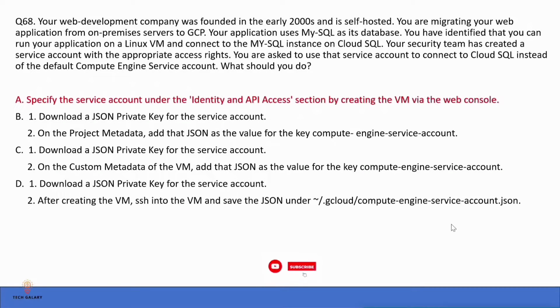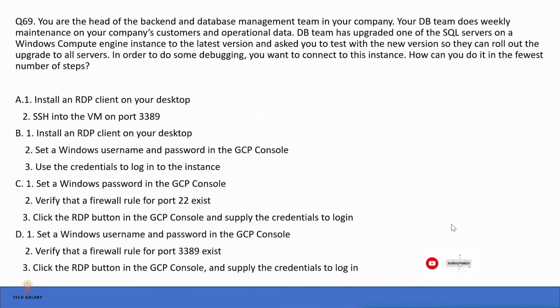Option D, download the JSON private key for the service account after creating the VM, SSH into the VM and save the JSON under compute engine service account.json. Again, this is not the secure option because manually saving the JSON key in the VM is not secure and it is also not the efficient way. So for this question, option A is the correct answer. Now let's proceed with the next question.